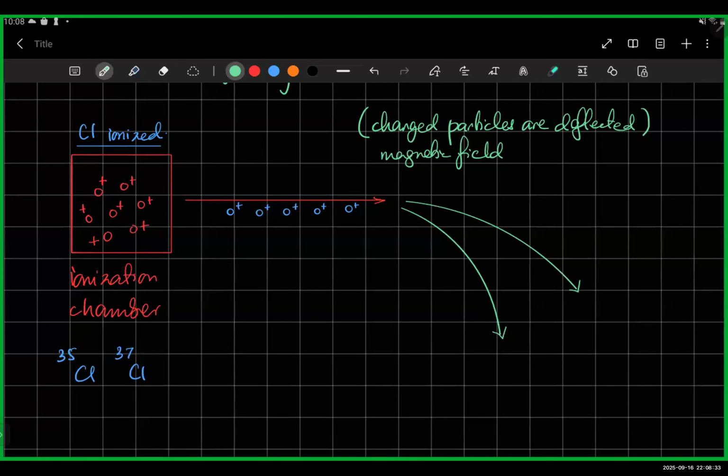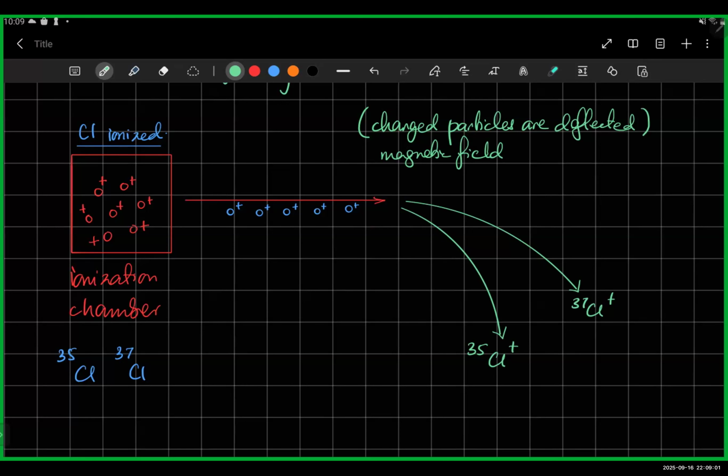Why? Because the beam of particles that's coming in, all the chlorine atoms in your sample over here, one of them is lighter, one of them is heavier. So the lighter one is going to be deflected more. So here you'll start detecting the one that has a nuclear number of 35, while the other one, which has a nuclear number of 37, is going to be deflected less.